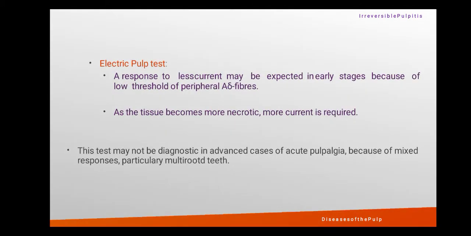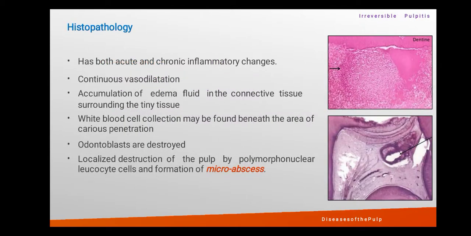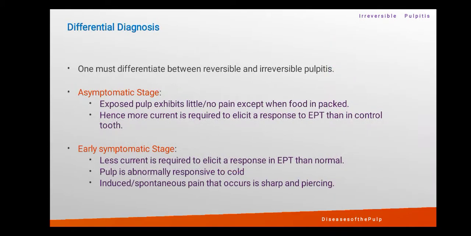EPT: response to less current may be expected in early stages because of the low threshold of peripheral A delta fibers. As the tissue becomes more necrotic, more current is required. This test may not be diagnostic in advanced cases of acute pulpitis because of the mixed response, particularly in multi-rooted teeth. Histopathology: you can see acute and chronic inflammatory changes, continuous vasodilation, edema fluid, microabscesses, and odontoblasts are destroyed.